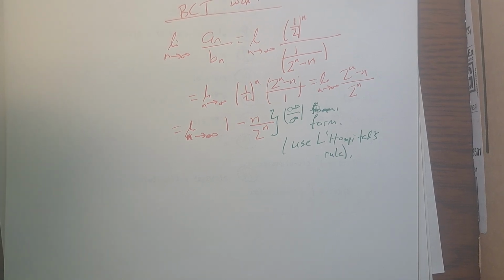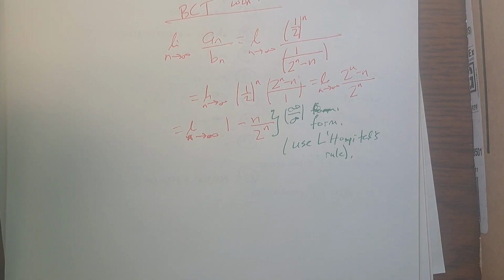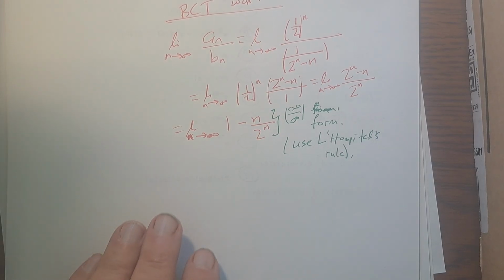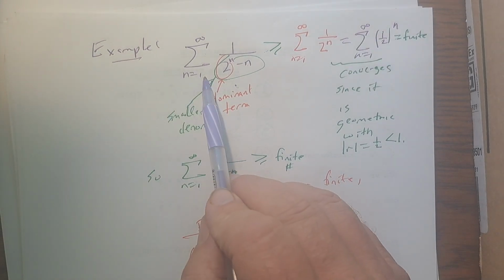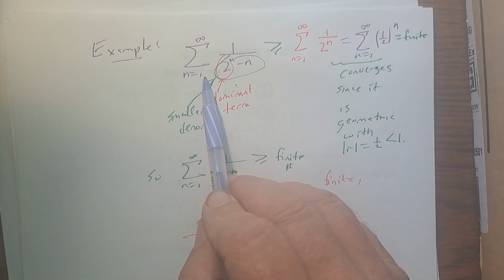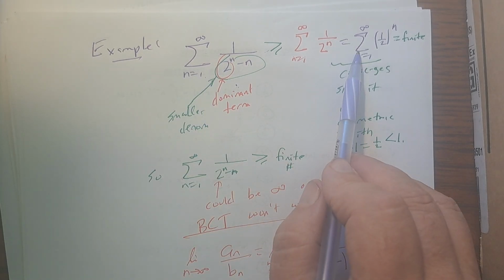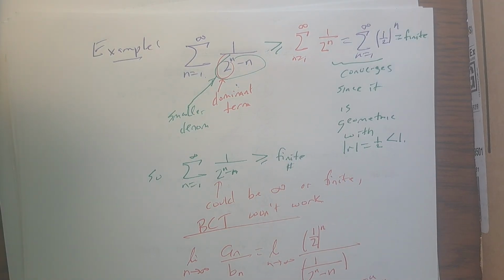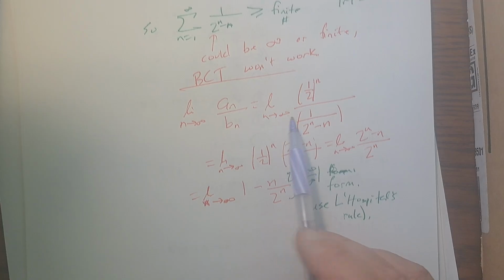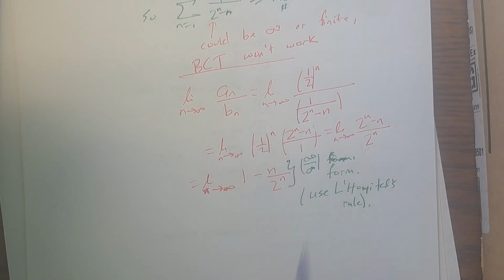Hello Calc 2 class. In this video we are continuing with the problem that we were working in the last video, where we were examining the convergence of this series 1 over 2 to the n minus n. And we had found a good comparison, but the comparison pointed the wrong way for the basic comparison test. So then we switched to the limit comparison test, which doesn't care which one is bigger, and took the ratio.